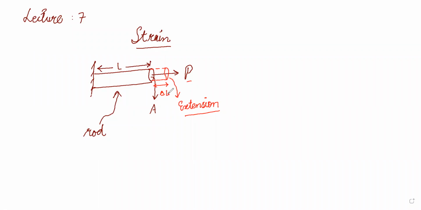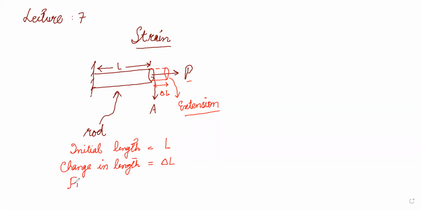Fine. So we write: initial length of the machine element is equal to L. Change in length is equal to delta L, and the final length is equal to initial length plus change in length, that is L plus delta L.